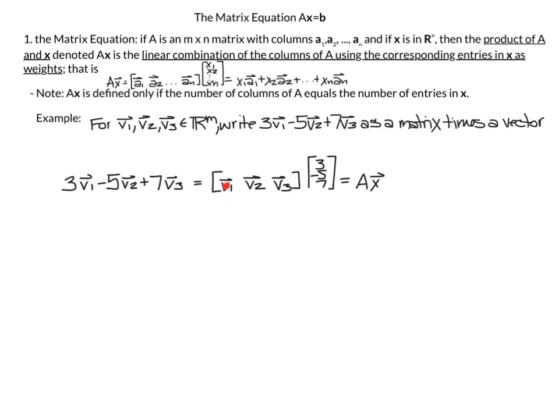So I've written this out. We have our column vectors now being v1, v2, v3, and then our 3, -5, and 7 will become our x vector because those are the things that multiply by our vectors. And so this is it. This is our matrix times our vector.